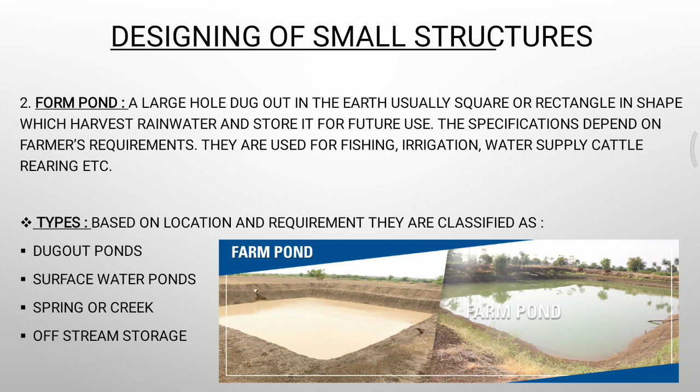Next, types. Based on location and requirement, they are classified as dugout ponds, surface water ponds, spring or creek, and off-stream storage. Dugout ponds are nothing but ponds that are dug out, and it is a very commonly known farm pond. Second one, surface water ponds. These ponds will mainly collect the surface water. Spring or creek, if there is any spring water coming through, that will be collected in this farm pond. Off-stream storage, these store the off-stream water.